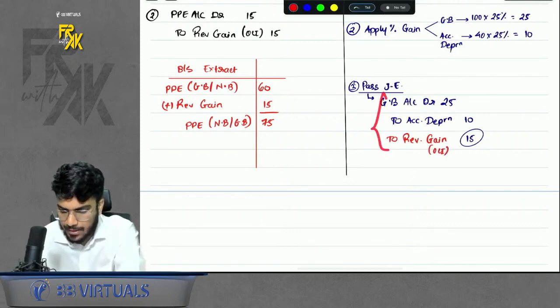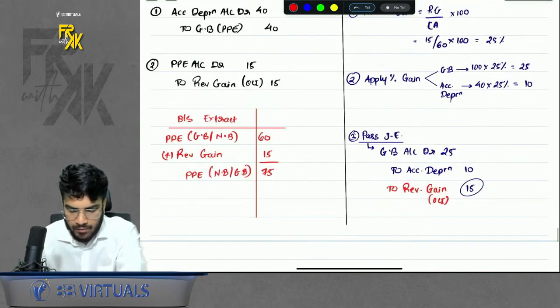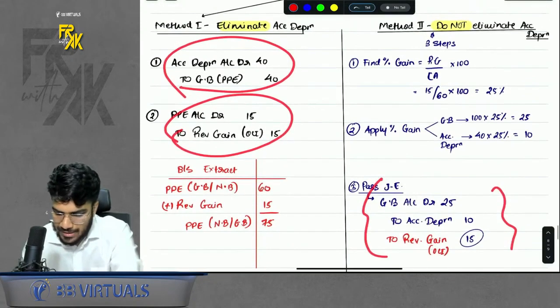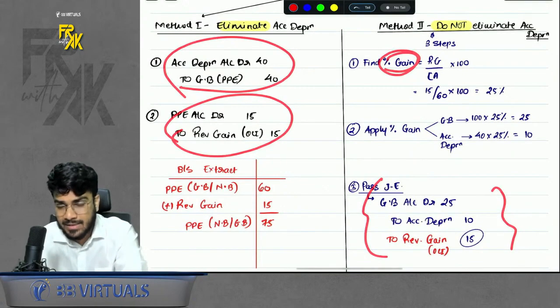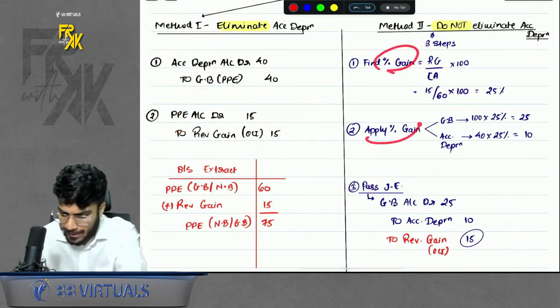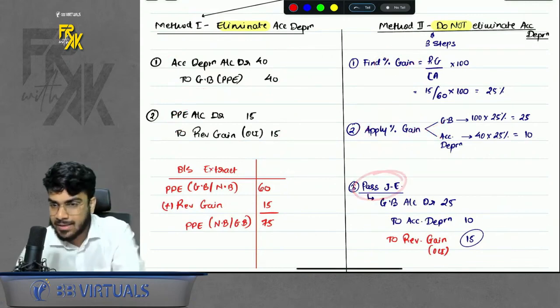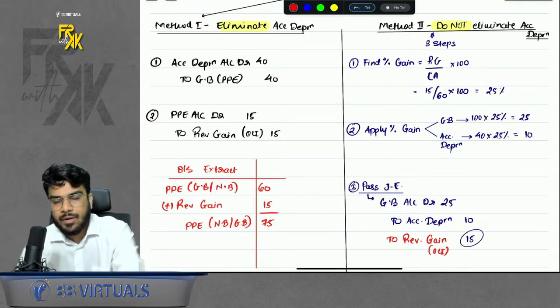So ideally we pass a single entry here in step number 3. In method number 1, we were passing 2 different entries. Here we pass a single entry, right? So these are the 3 steps. First step is finding the percentage gain. Second step is applying that percentage gain upon 2 amounts. And then third step is passing the necessary journal entries. Is this clear to everyone?